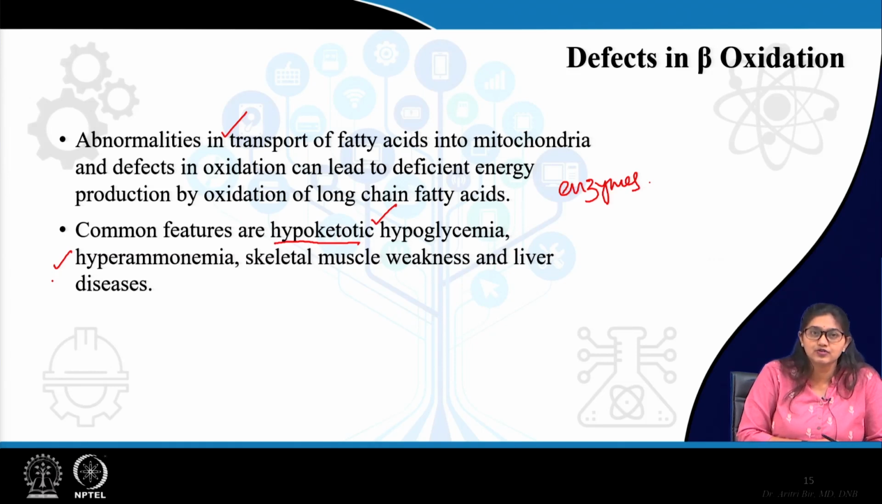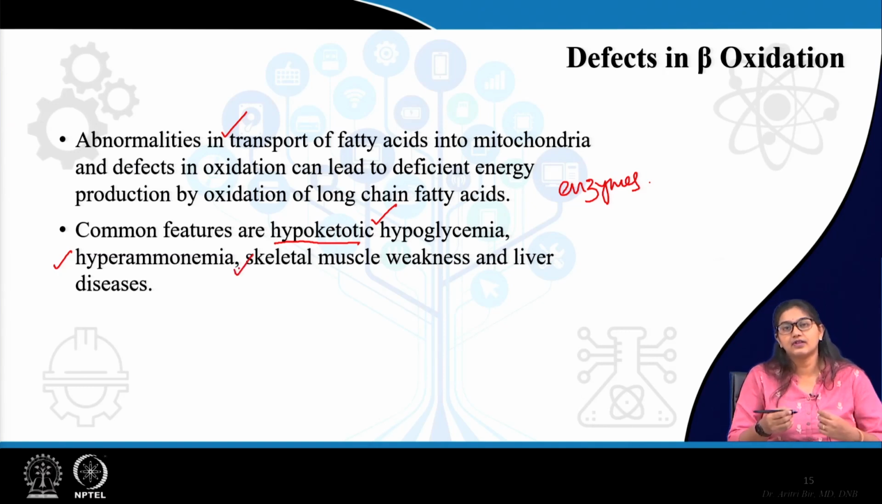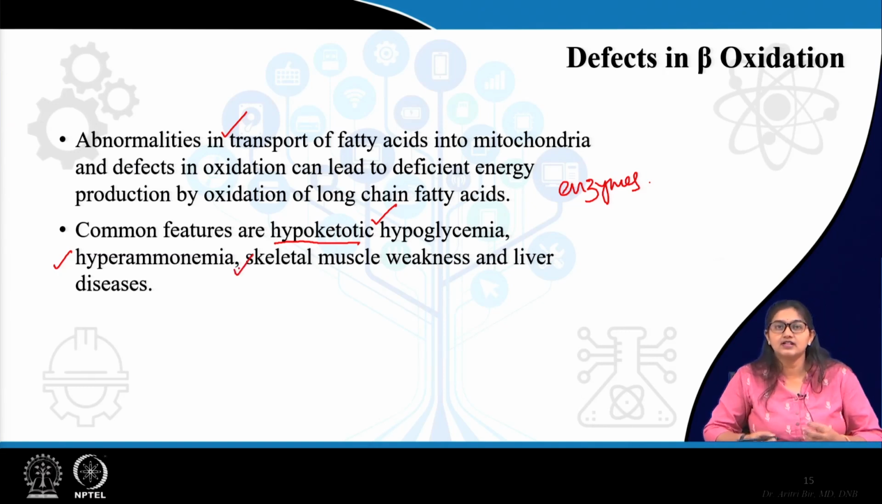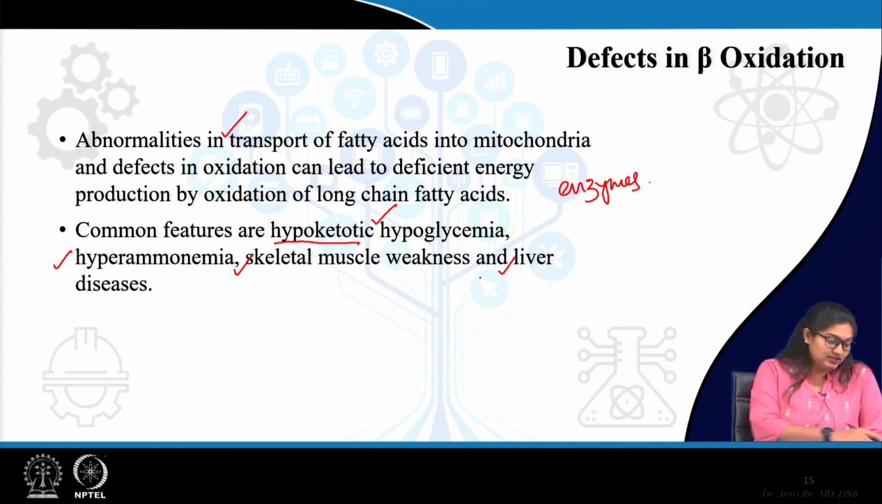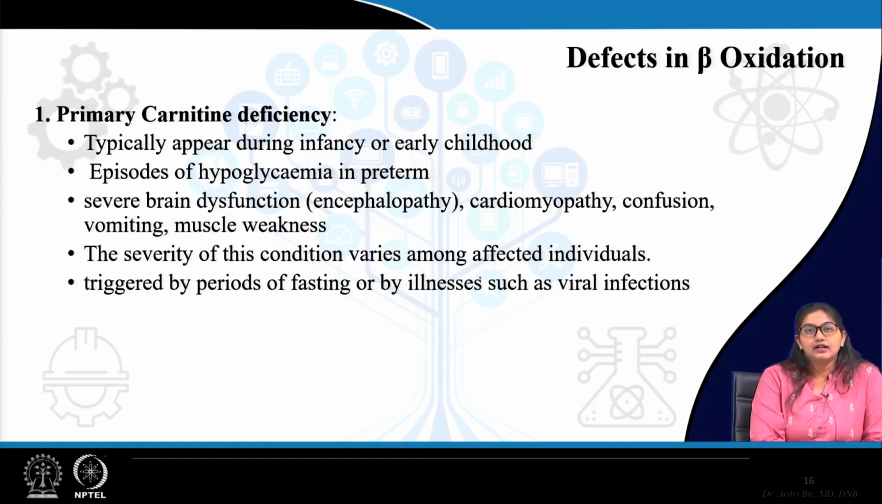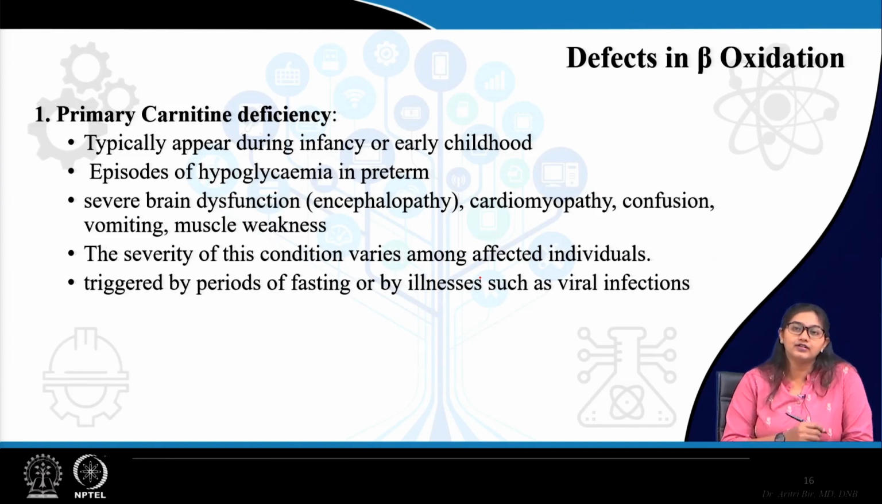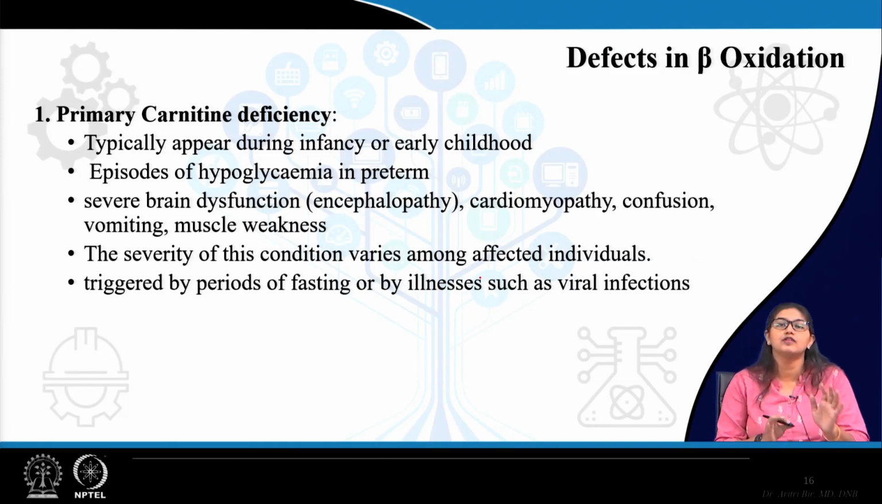high ammonia is produced. Then there is skeletal muscle weakness, because during exercise beta oxidation provides energy. With beta oxidation defects, skeletal muscle does not get an adequate energy supply. So there is skeletal muscle weakness, and also liver disorders, because the liver is one important site for beta oxidation. Now as I told you, a beta oxidation defect can be in relation to the transport of fatty acid, and for fatty acid transport the molecule is carnitine.